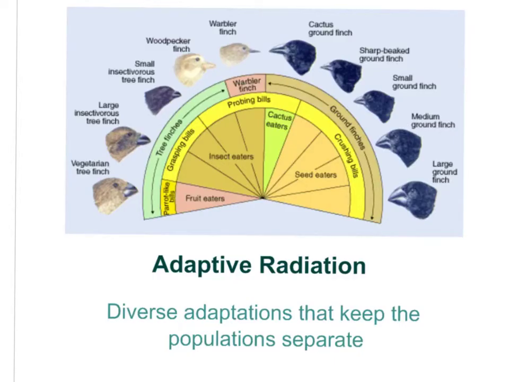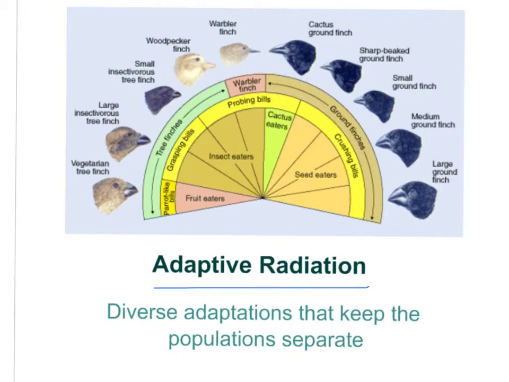So now that we've looked thoroughly at speciation and this idea of new species being formed, where does the origin of species begin? Let's look at some patterns in evolution. The first pattern we're going to look at is called adaptive radiation. What is adaptive radiation? Well, it's diverse adaptations that keep the populations separate. We have rapid increase in speciation.